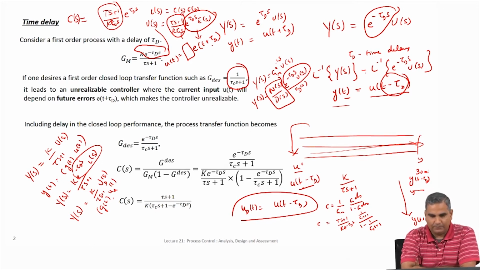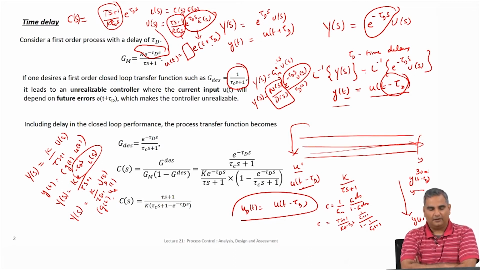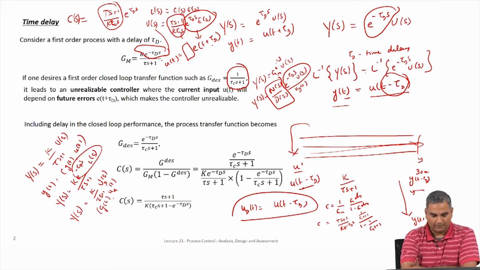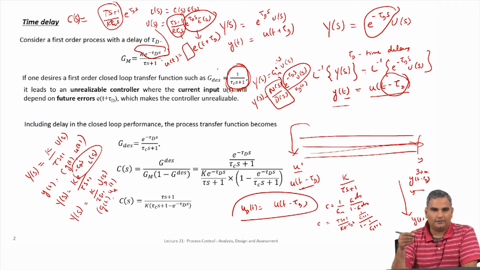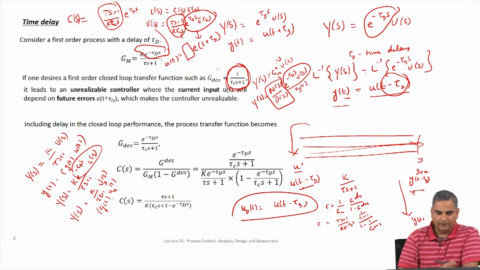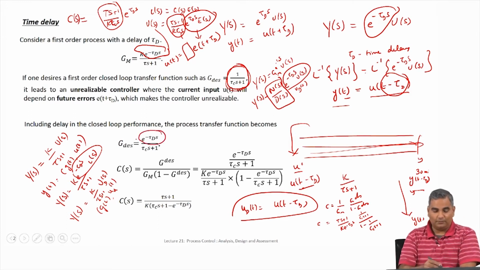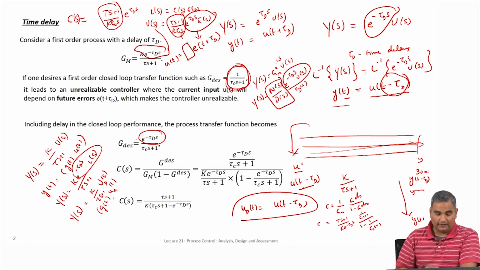So, much like the inverse response problem, for time delay also we are going to moderate our expectations in terms of the performance, and then we are going to say, let me not ask for any performance such as this 1 over tau s plus 1. Much like how I introduced an RHP 0 to handle inverse response systems, I am going to equivalently introduce a time delay.